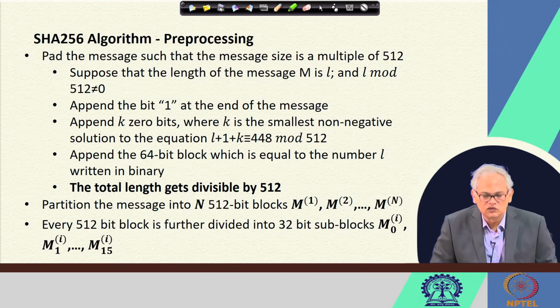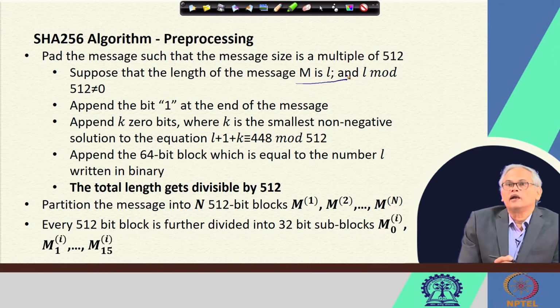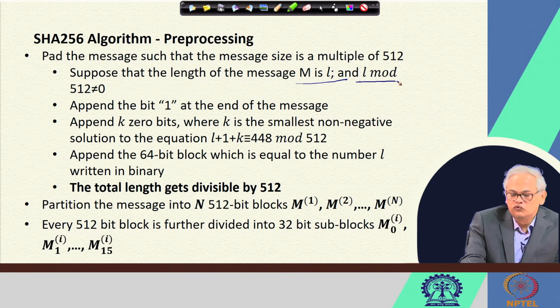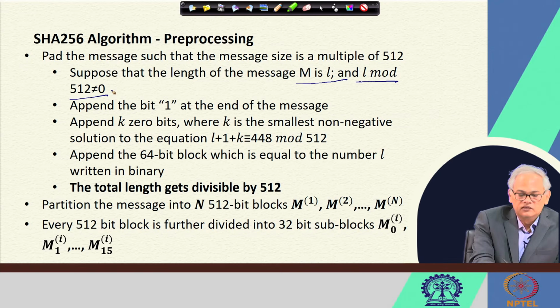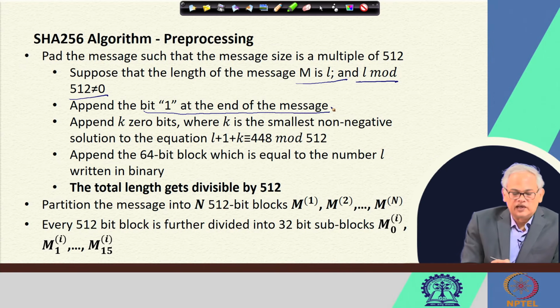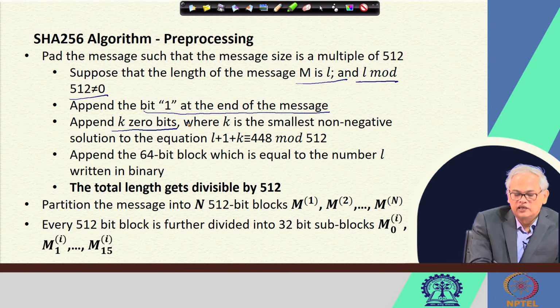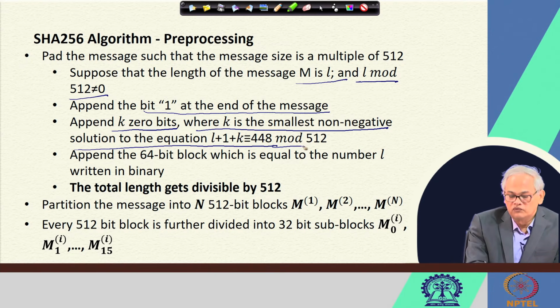So, if the length of the message m is L and L is of course not a multiple of 512, meaning L mod 512 is not 0, then what we do is that we append the bit 1 at the end of the message, and then append k number of 0 bits, where k is the smallest non-negative solution to the equation L plus 1 plus k is equal to 448 mod 512.